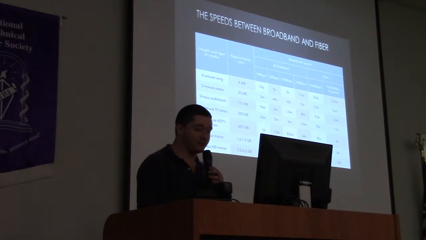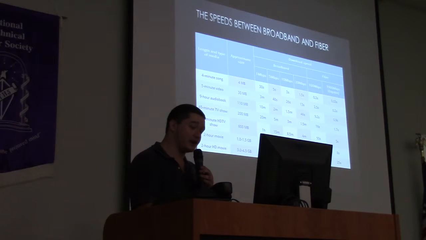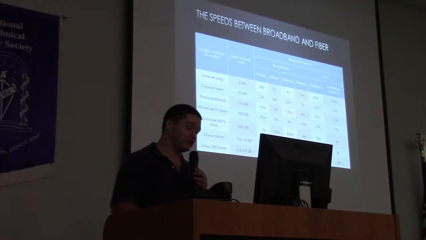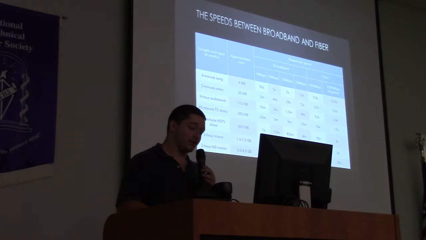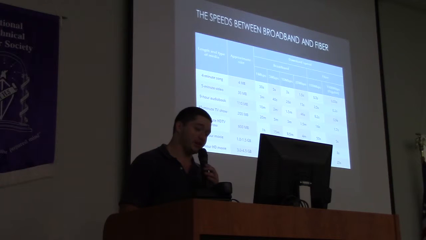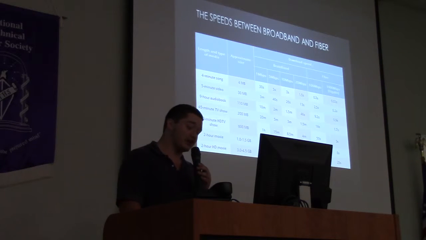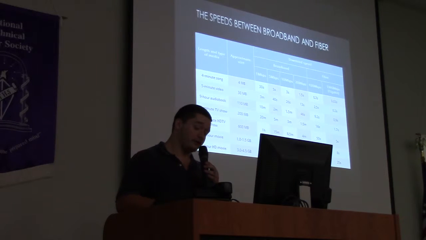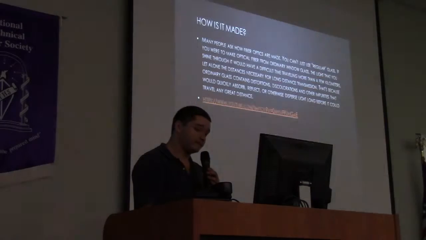And these are the different speeds between broadband and fiber. For a 2-hour HD movie of 3 or 4.5 gigs, at a standard 2 megabits per second you'll download it in 32 minutes. But if you have 100 megabits, you'll download it in 4.5 minutes, and if you have 1,000 megabits, it'll download in 25 seconds.